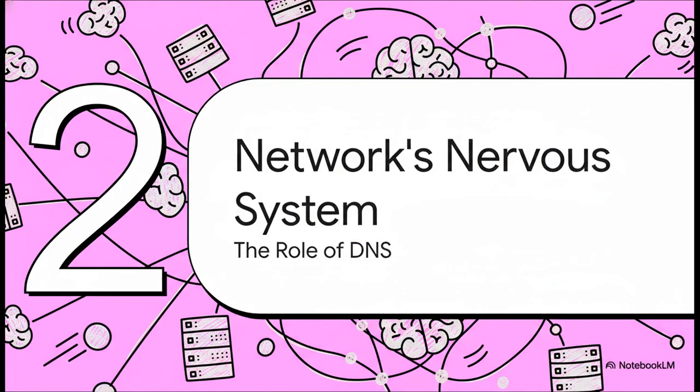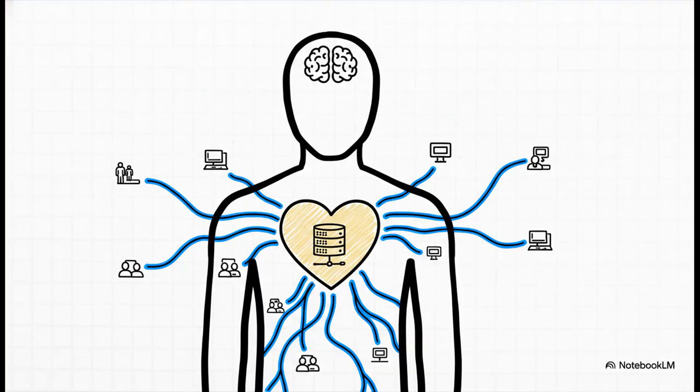Okay, so we've got our blueprint all designed. But how do all the different parts of our kingdom actually talk to each other? Well, that's where the network's nervous system comes in, and its name is DNS. I love this analogy because it is just so perfect. If Active Directory is the heart, pumping life through your network, then DNS is the nervous system, carrying all the messages. Seriously, without it, your entire digital kingdom is basically in a coma. Nothing can find or talk to anything else.